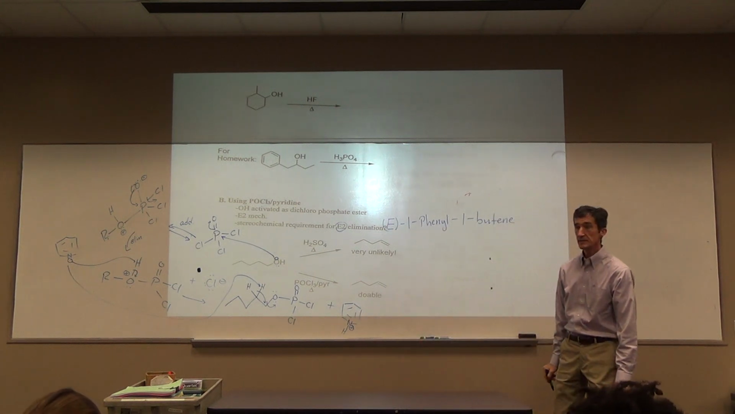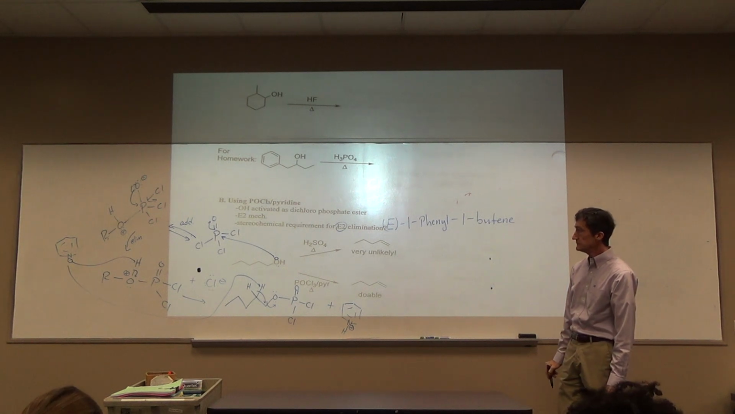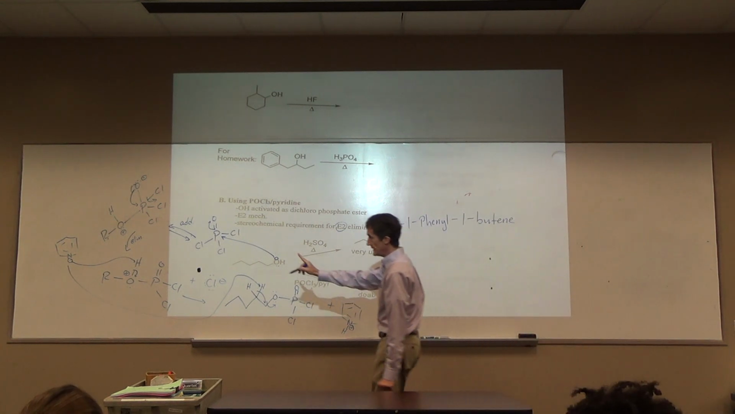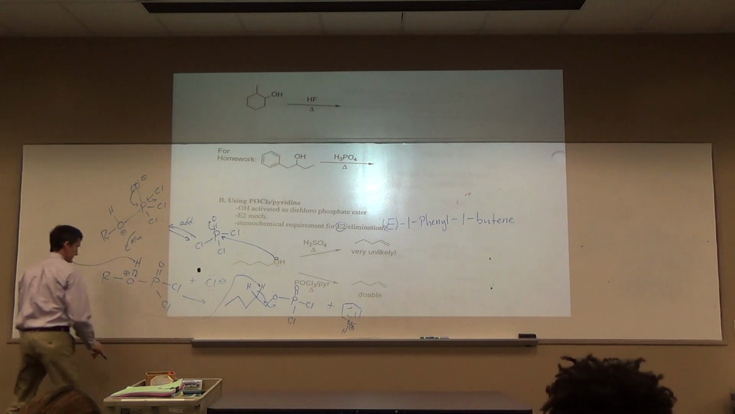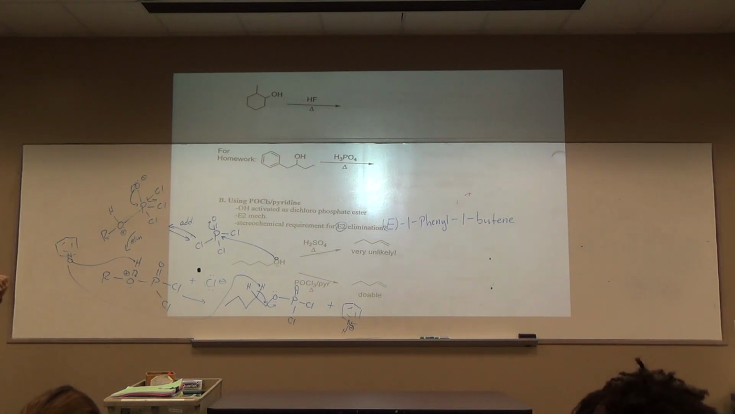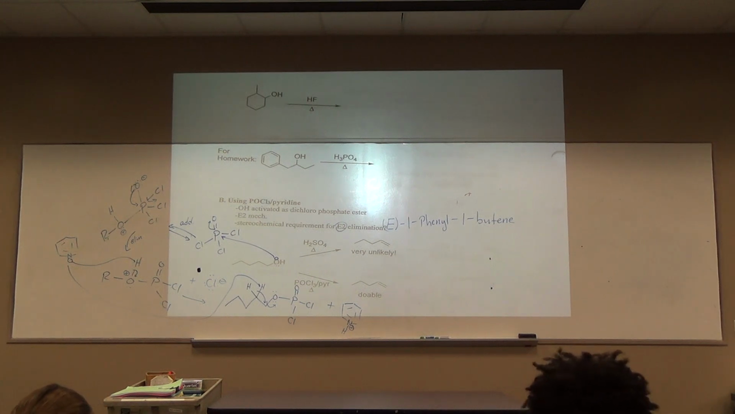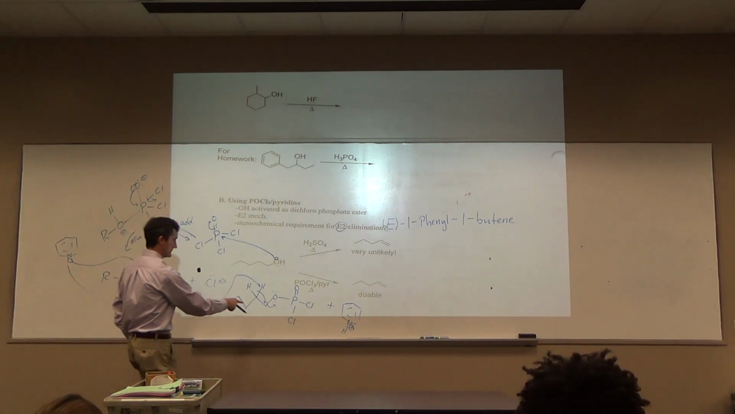E2 elimination. You might ask, is pyridine strong enough to do an E2? It's borderline. In this case, I'm showing it doing an E2. So, slightly basic nitrogen. Great leaving group, that. Now this is converted to a tosylate.